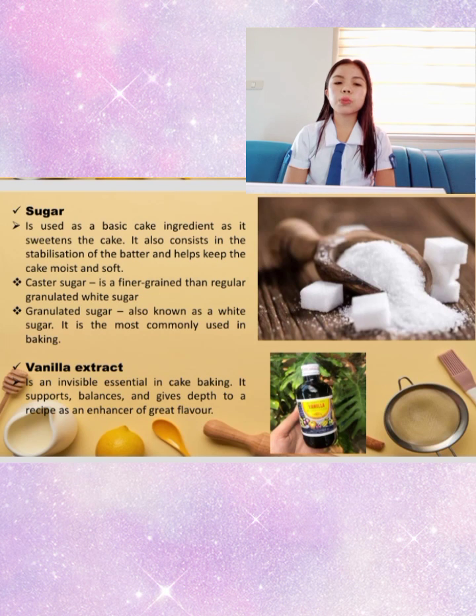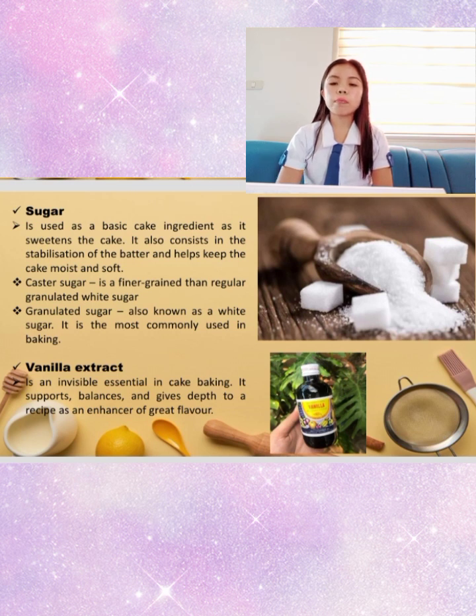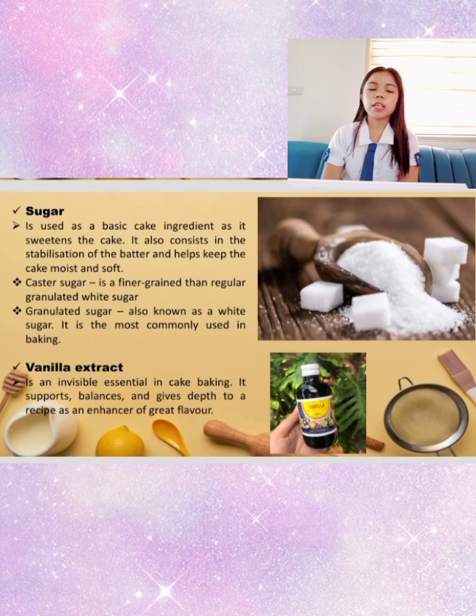And next is the sugar. The sugar is used as a basic cake ingredient as it sweetens the cake. It also assists in the stabilization of the batter and helps keep the cake moist and soft. And in making cakes, this is the kind of sugar that should be used. And if there is no custard sugar, you can use granulated sugar. Granulated sugar, also known as white sugar, is the most commonly used in baking. You can use it as a substitute for custard sugar.